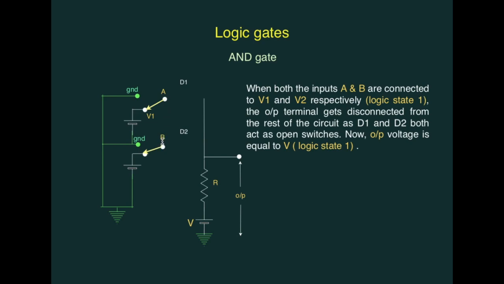Whereas if A and B both are connected to the positive terminals of the power supplies V1 and V2, A and B both are in logic state 1. In this case, both the diodes D1 and D2 will be reverse biased and acting as open switches. So this particular part of the circuit is disconnected from the other part of the circuit. Now there won't be any current flowing through the resistance, and so output voltage will be now just the voltage of the power supply V. That means output will be in logic state 1.